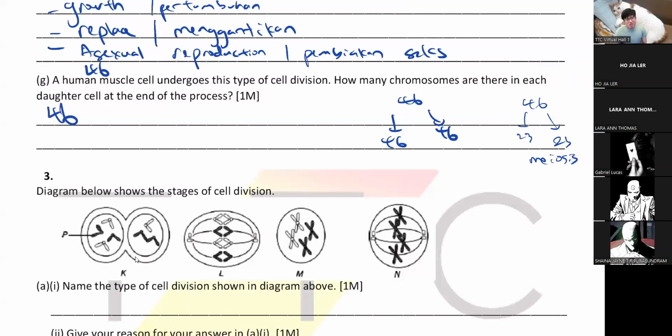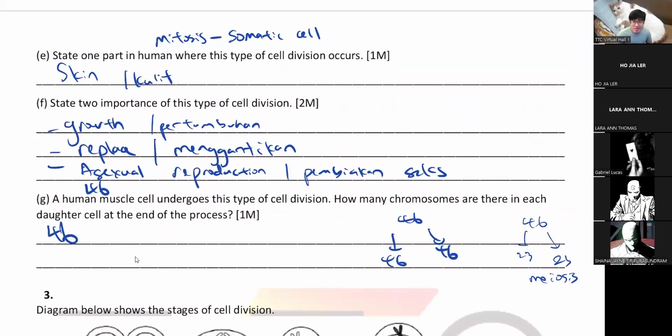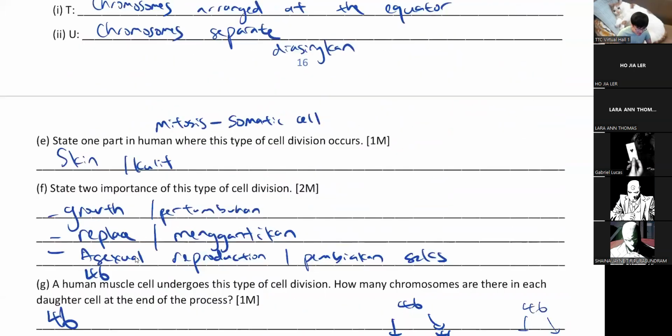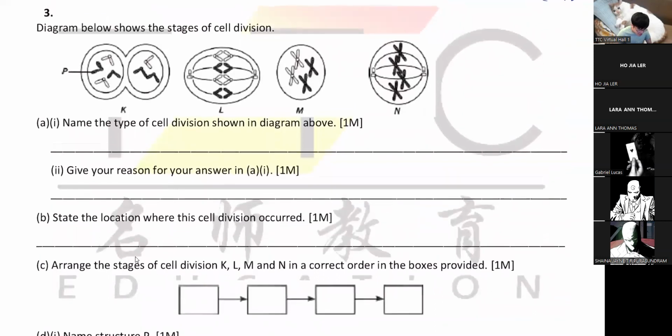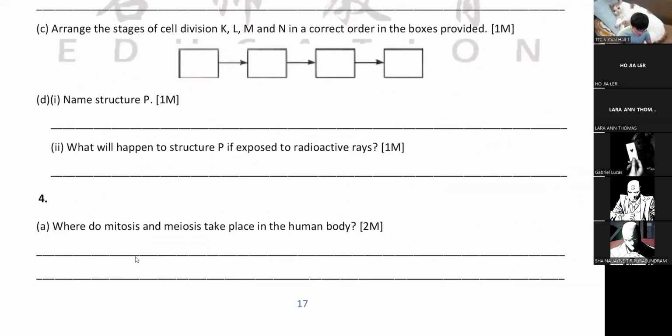So we are talking about muscle cells here. Are you doing reproduction with your muscles? No, you don't. They just create the exact same muscle. So 46. That's your mitosis. I hope you are getting what I'm trying to say here. This is really easy stuff. Anyway, let's skip number 3 because this is mitosis too. I don't want to repeat the same thing over and over again.